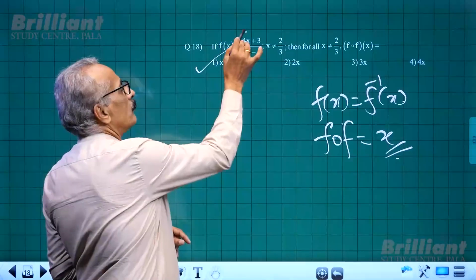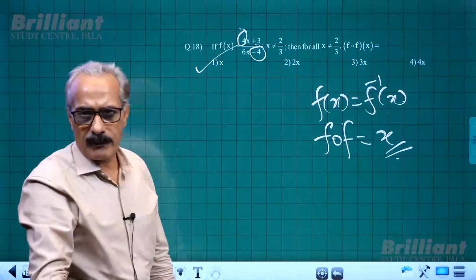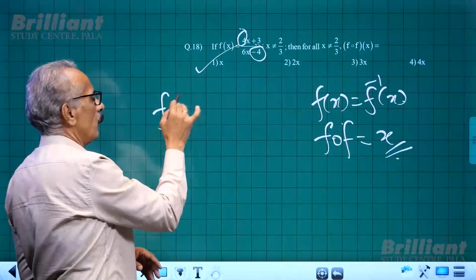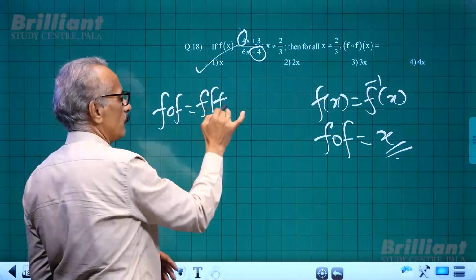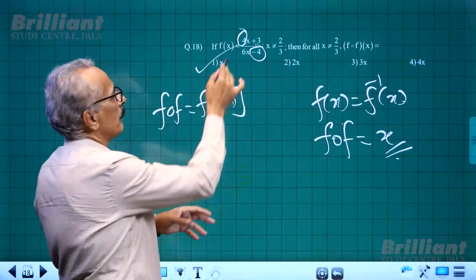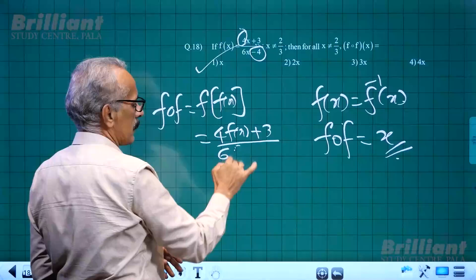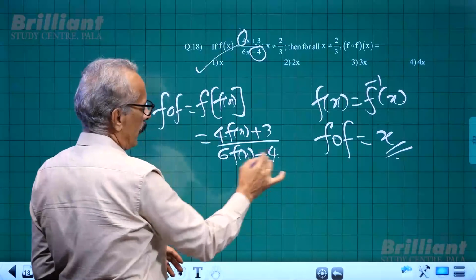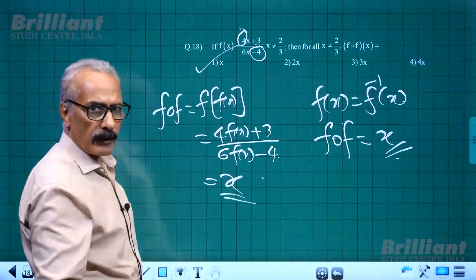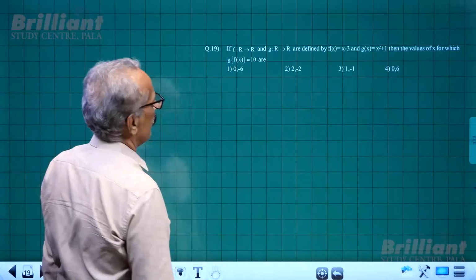Without solving, your answer is x. I said the coefficient of x in the numerator is the negative of the constant in the denominator. Otherwise, how do you solve? Solve like this. f o f, that is f of f of x. f of f of x means replace every x of f of x by f of x. So it will become 4 times f of x plus 3, divided by 6 times f of x minus 4. Now you substitute for f of x, simplify, and you will get x. Okay. And remember the secret that I taught you. Well, on to the next question.